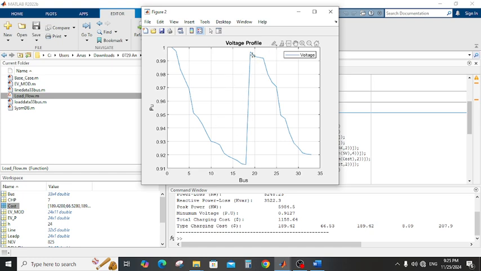This is the average load profile. This is the average for all the 24 hours. This is the average, as you see here.